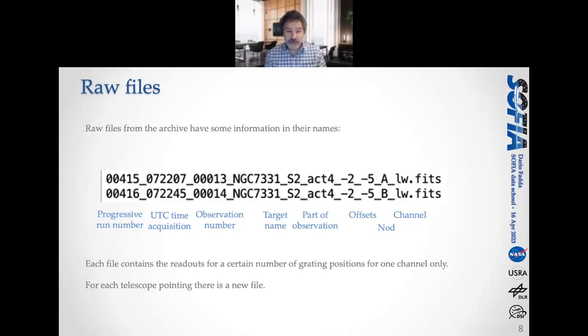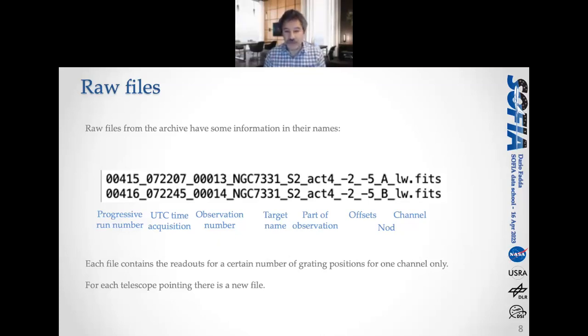Then the observation number, which depends on the type of the AOR being used. Then we have the object name, as the object was named by the observer. And then the part of the observation, in this case Act 4, which is the AOR produced for this observation. Finally, we have offsets, because this data has been dithered, so it's not a staring observation; the camera has been moved around to have a better sampling of the PSF. The offsets are shown here.